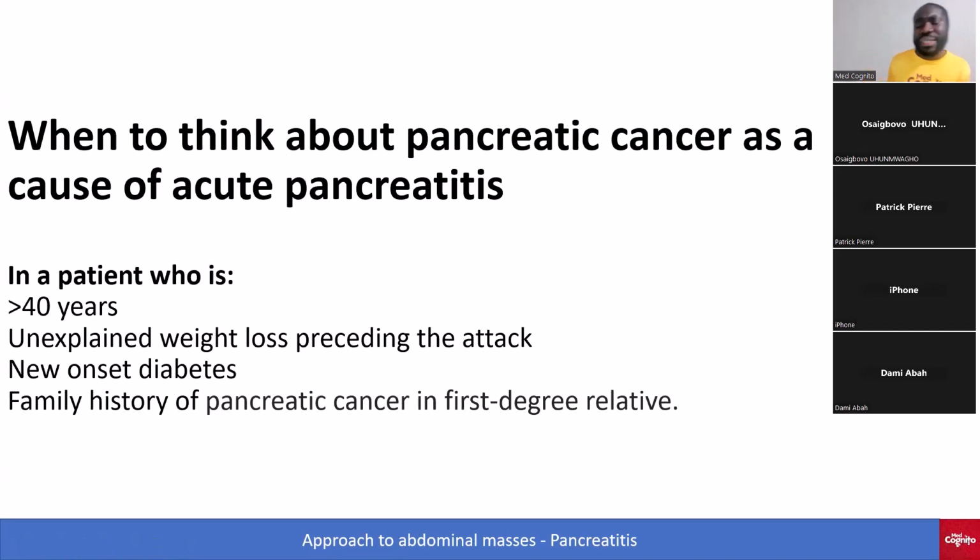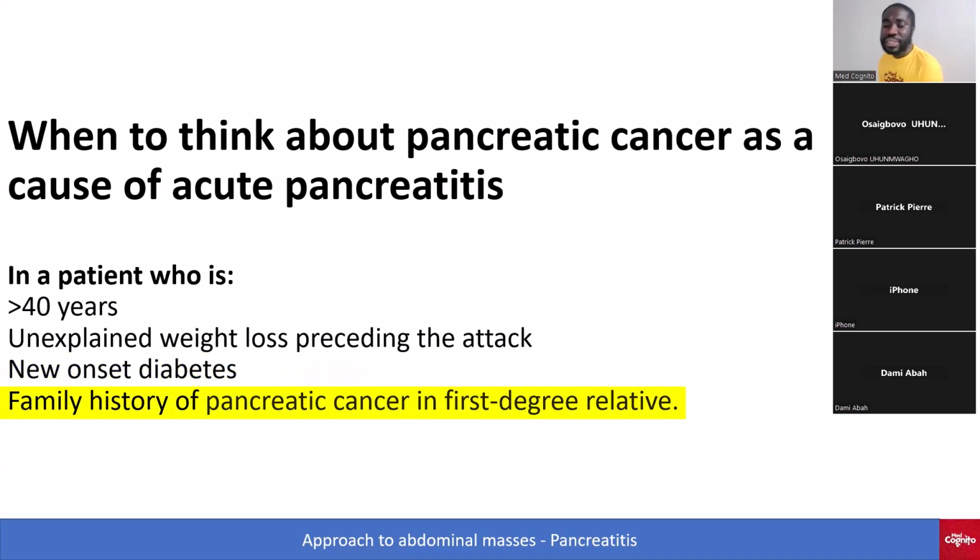Now, when you think about pancreatic cancer as a cause of acute pancreatitis, number one, the patient is more than 40 years. Number two, the patient started experiencing unexplained weight loss just before the attack. Number three, the patient has new onset diabetes. So you have a patient who is, say, 56 years old. Patient has been progressively losing weight. And then the patient was just diagnosed with diabetes. Start thinking about pancreatic cancer.